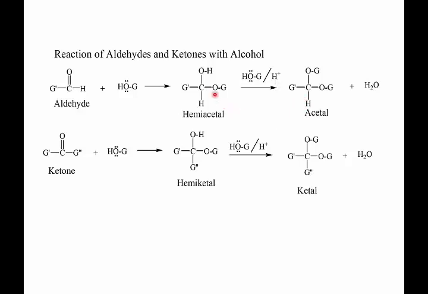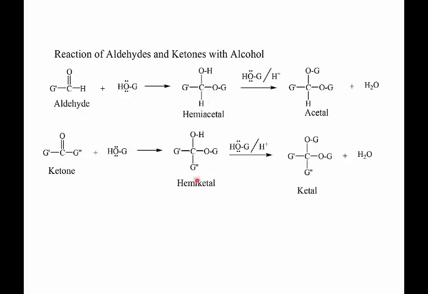Now, these two addition products and these two final substitution products we give names to, and I just want to call your attention to that. The aldehyde reacting with alcohol going all the way to this final product is called an acetal. Think of it in this way: the A of acetal corresponds to the A of aldehyde. Down here in the ketone, if you go all the way to this final product, this is called a ketal. These are new terms, so I want you to pay attention. The KET of ketal corresponds to the KET of ketone.